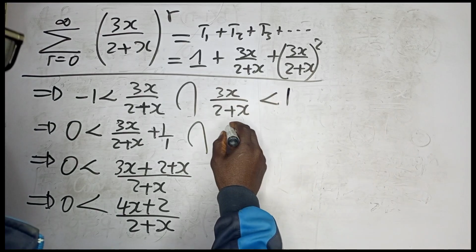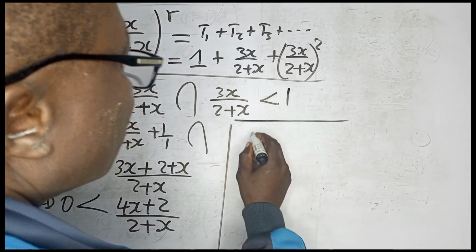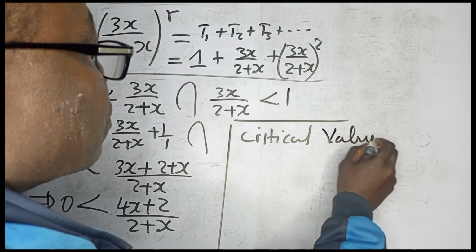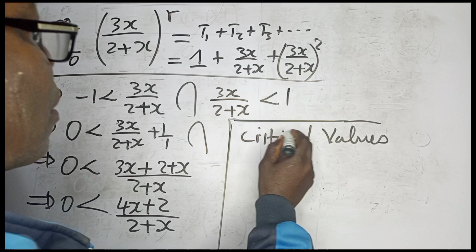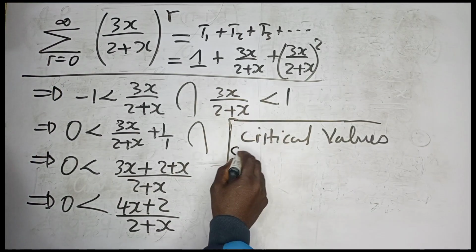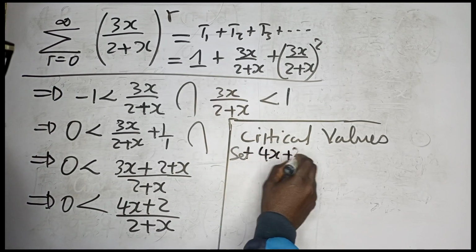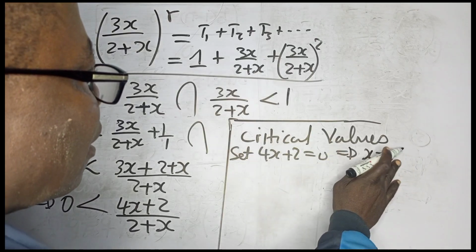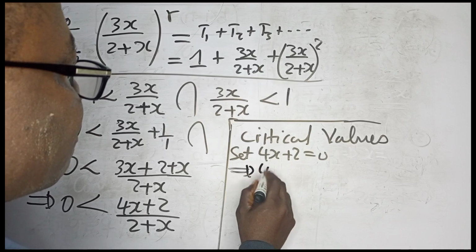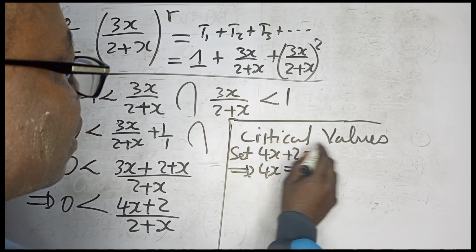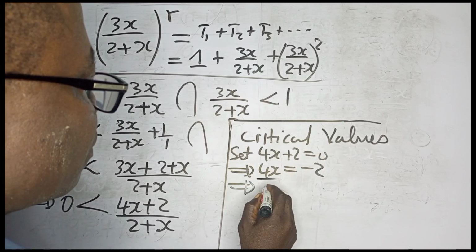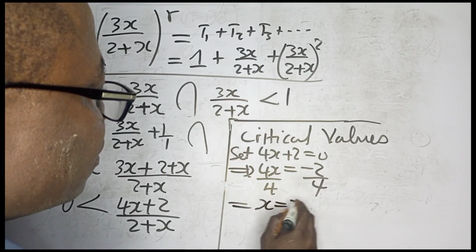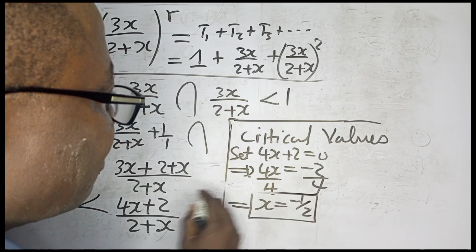So we say critical values. Our critical values, we set the numerator to 0. That gives us our first critical value, it means 4x is equal to -2. When we take that one that way, it means we divide both sides by 4. It means x equals -half. This is our first critical value.